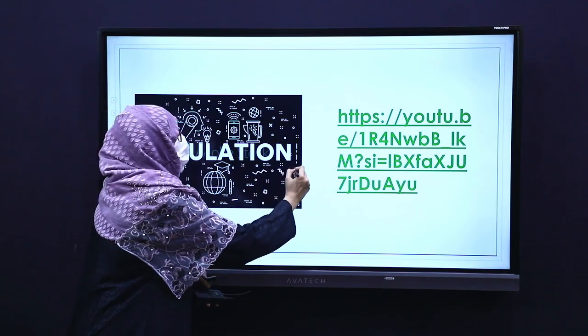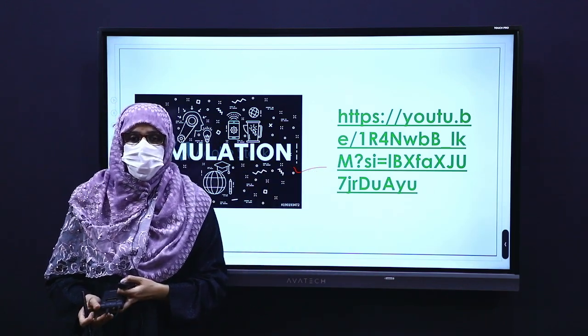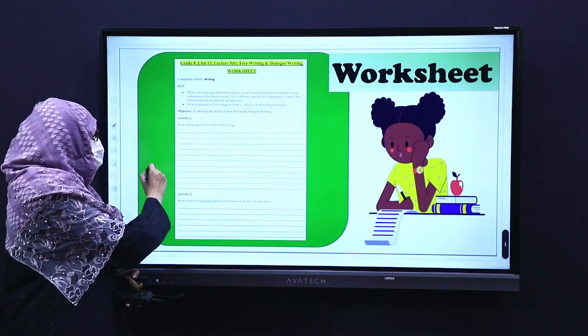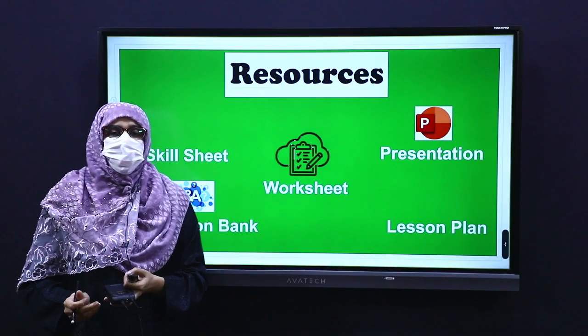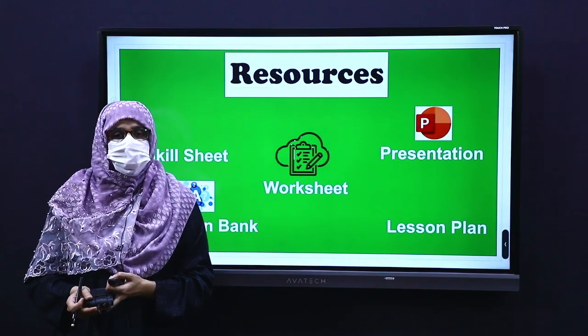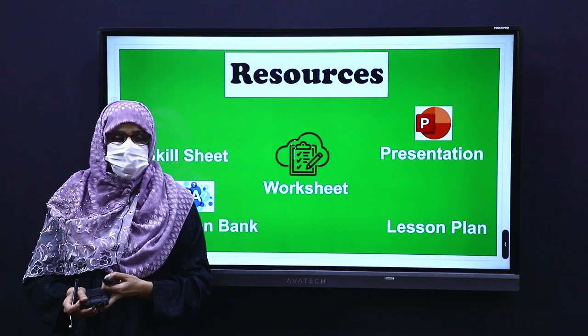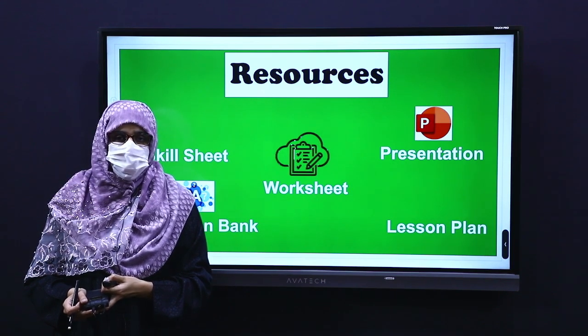We have also provided a simulation for you, and here is the worksheet. Apart from this PowerPoint presentation and the worksheet, you will also be able to have access to the skill sheet, the lesson plan, and the question bank of this lecture.